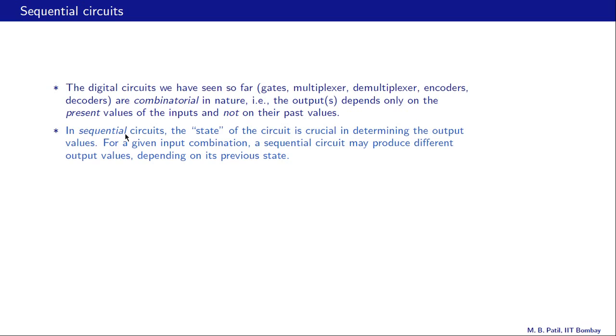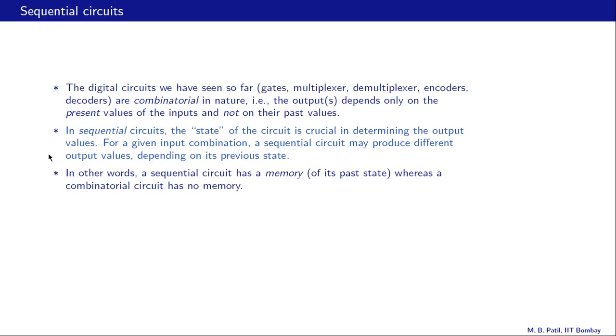On the other hand, in sequential circuits, the state of the circuit is crucial in determining the output values. For a given input combination, a sequential circuit may produce different output values depending on its previous state, and we will see several examples of that. So for a sequential circuit, two things are important. One, the present values of all its inputs, and two, the state of the circuit. Now what is the meaning of state? That we will see as we go along.